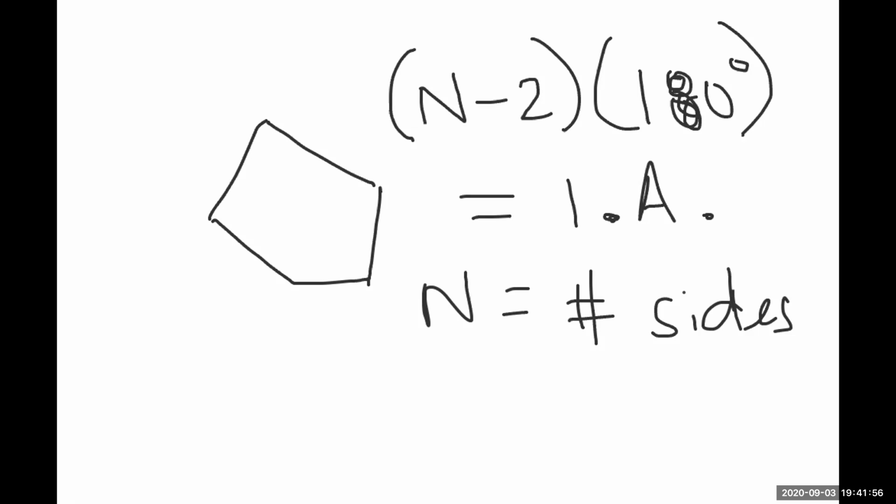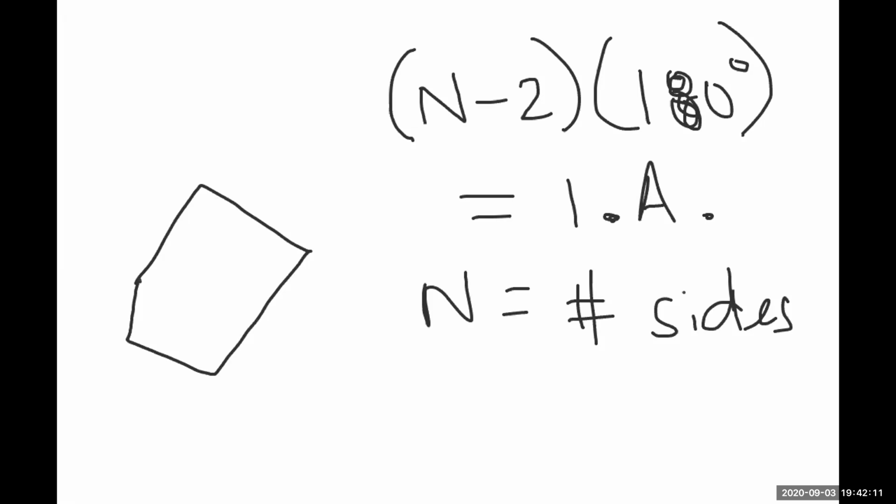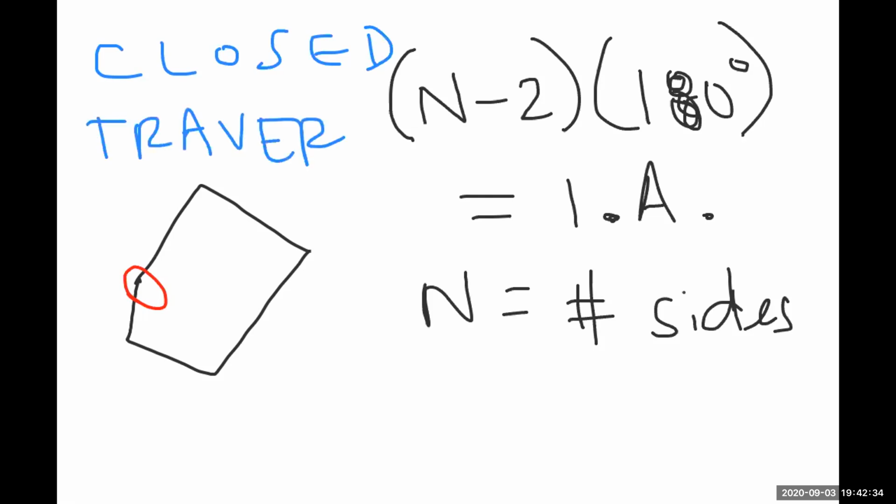What that means is all sides have to touch. It has to close back in on itself. It started there, it ended there. That's what we call, and this is also not in your notes, a closed traverse. It closes on itself, okay?